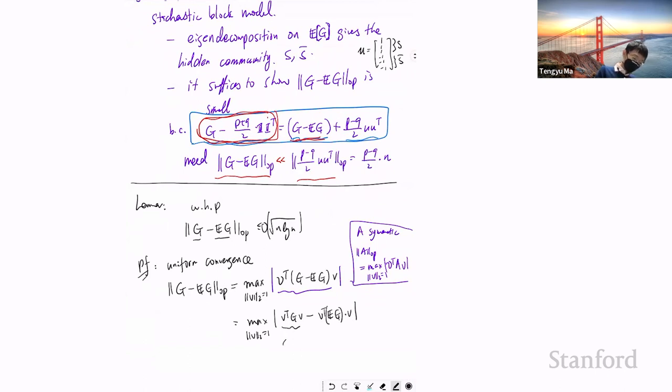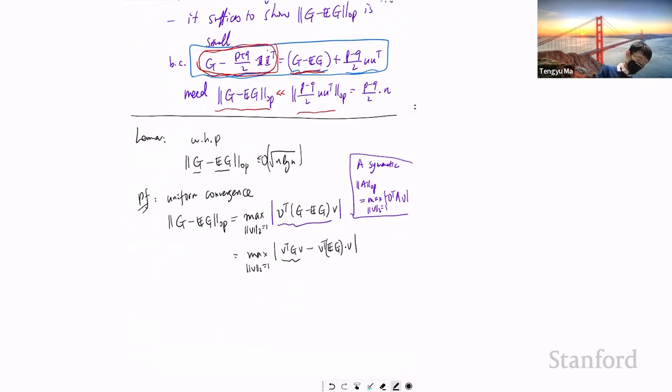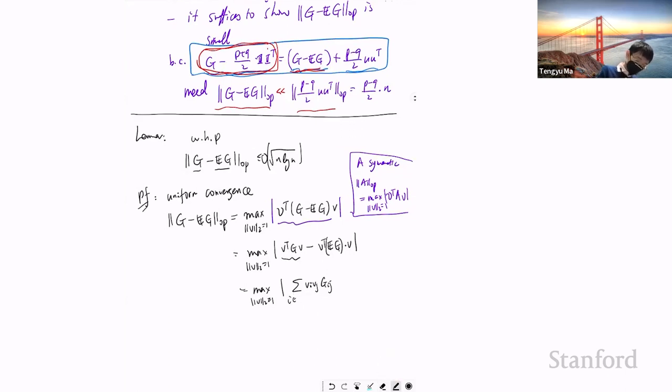And this is a sum. So what is this? Maybe let me write it down more explicitly. This is the max of the sum of v_i v_j G_ij, where both i and j are in n, minus the expectation of this random variable.